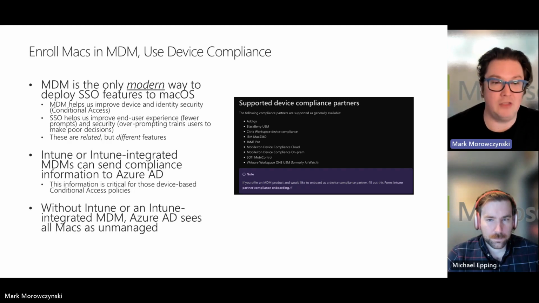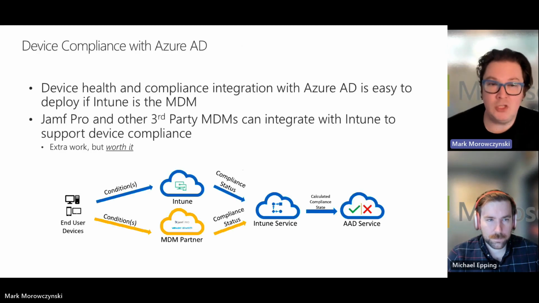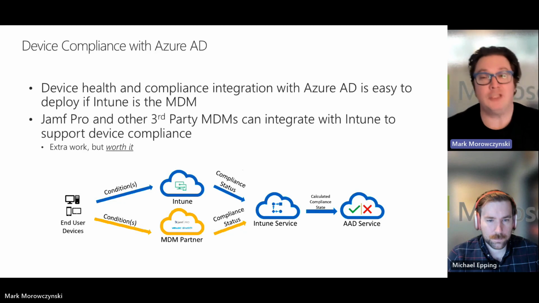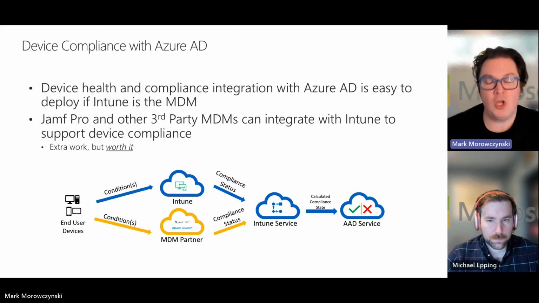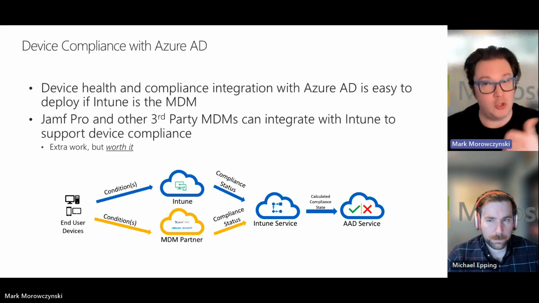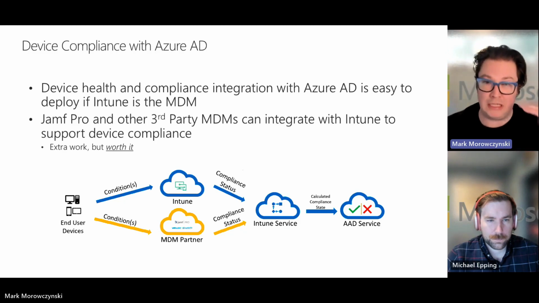So let's take a look at how this actually works. If Intune is your MDM provider, this is very, very straightforward. There's not a lot to do. Azure AD is aware of Intune, Intune is aware of Azure AD, and the device compliance is sent from the device to the Intune service, which then writes it over to Azure AD to say whether is compliant is true or false. Remember that sign-in event we showed you? It said is compliant is false? That's coming from the Intune service.